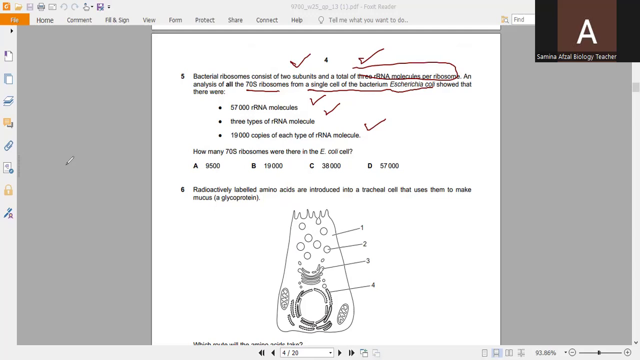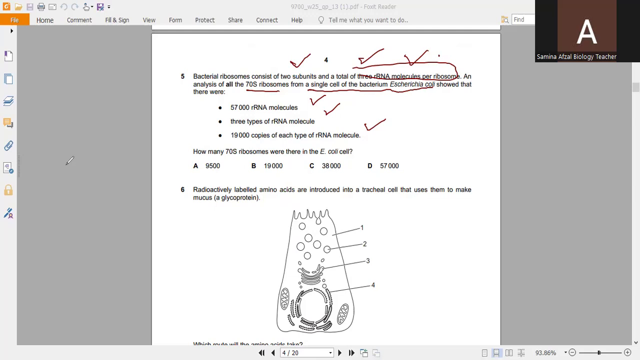We are told that each individual 70S ribosome contains exactly three RNA molecules per ribosome. So one copy of each of the three types. We can calculate the total number of ribosomes using either the total number of RNA molecules or the copies per type. So using the copies per type, that is one copy of each type of RNA, and there are 19,000 copies of each type. So there can only be a maximum of 19,000 fully formed ribosomes.